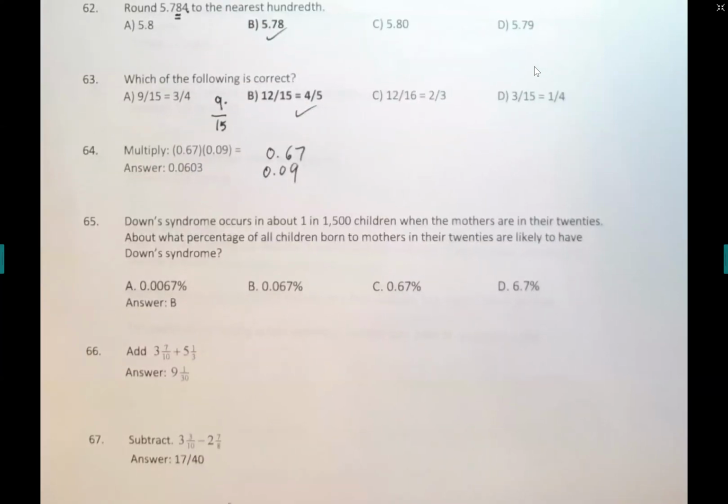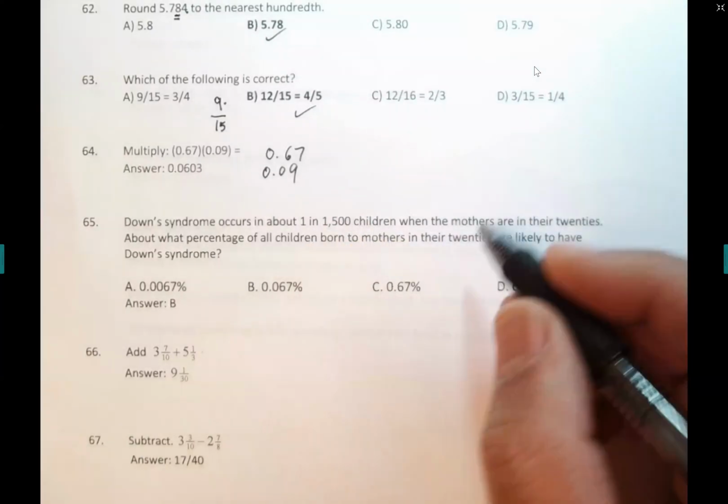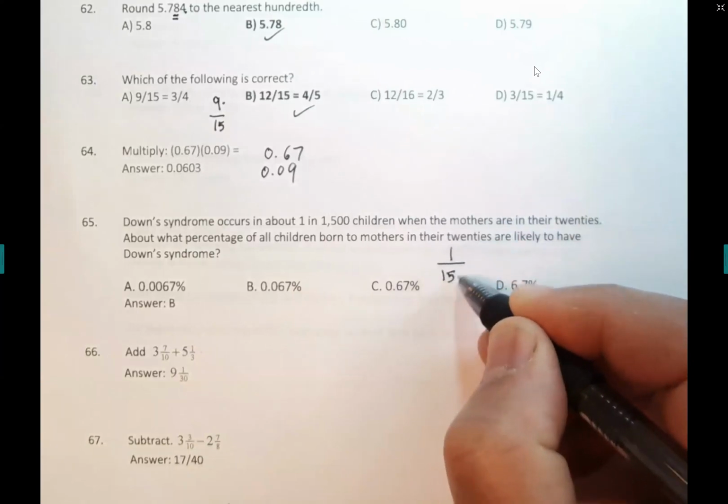Down syndrome occurs in about 1 in 1,500 children when the mothers are in their 20s. About what percentage of all children born to mothers in their 20s are likely to have Down syndrome? So he says 1 in 1,500. So 1 divided by 1,500. Okay, what would that be?